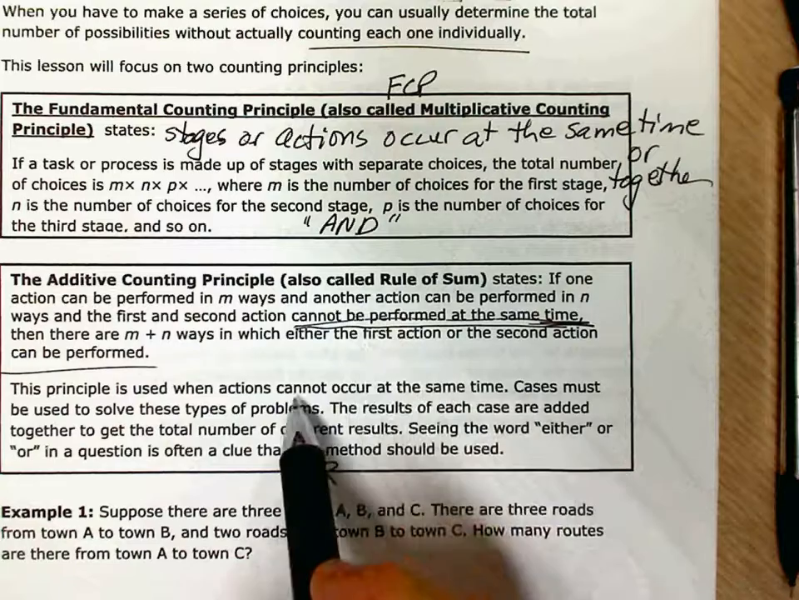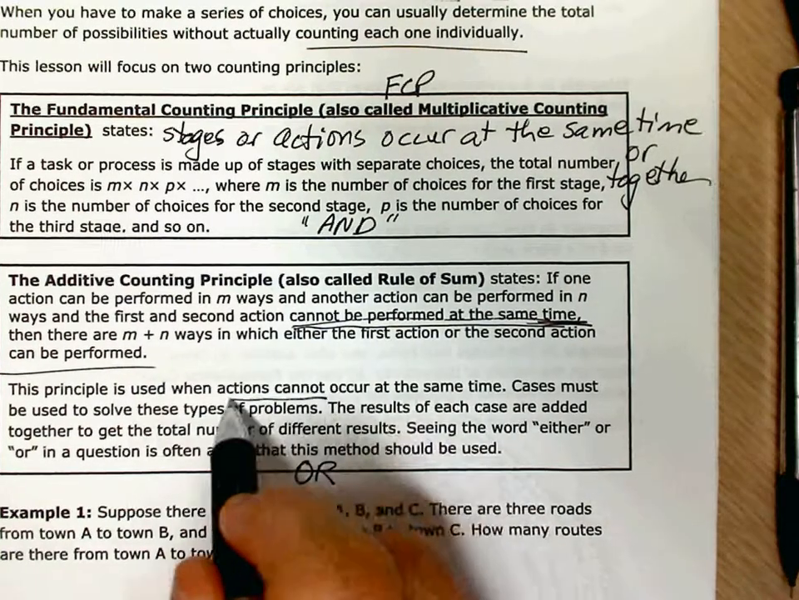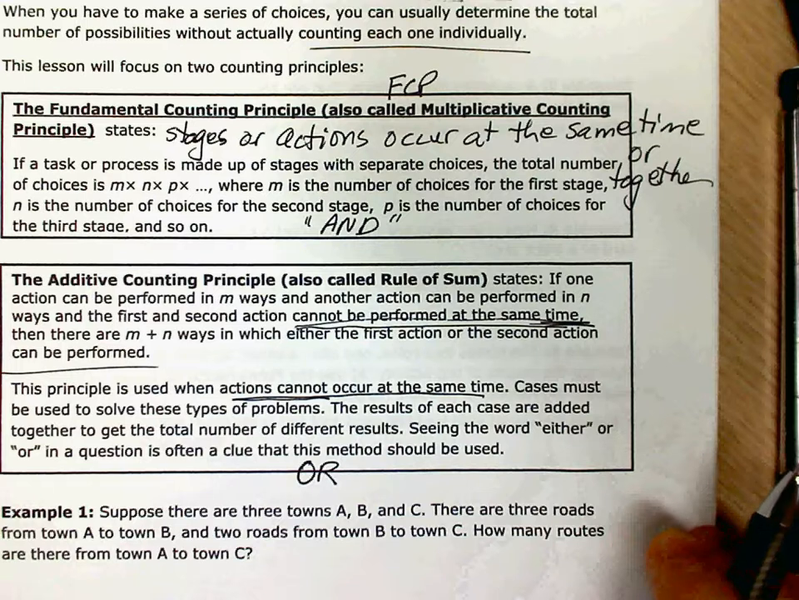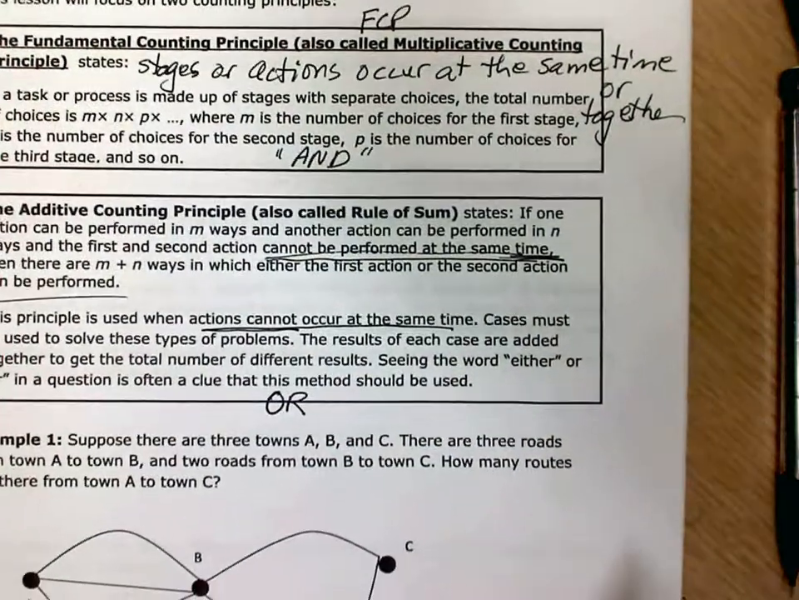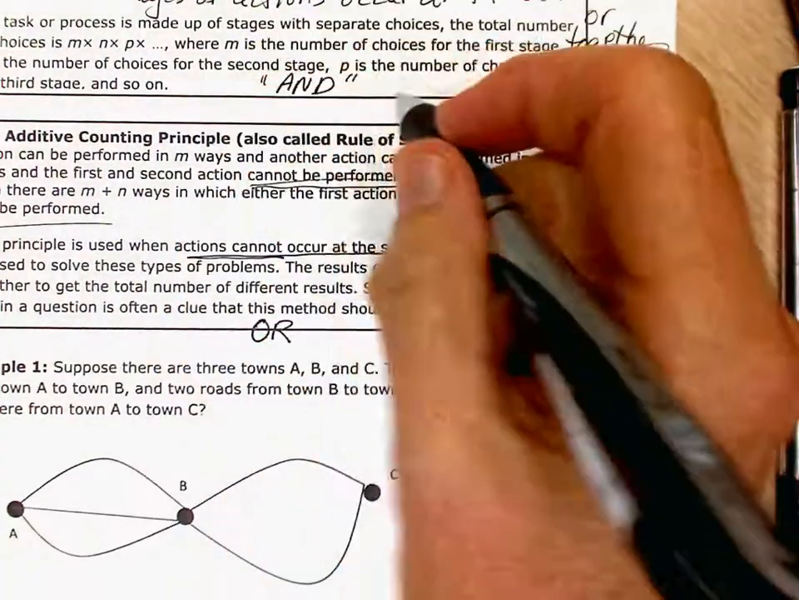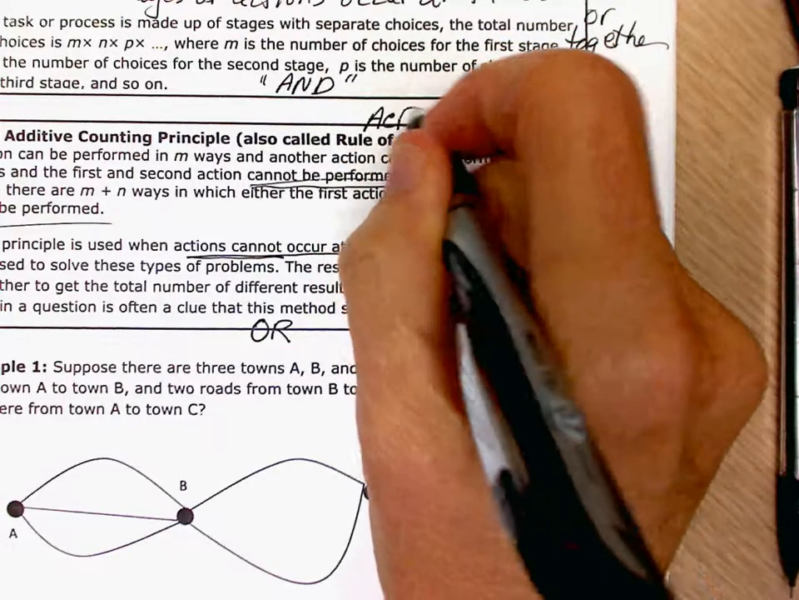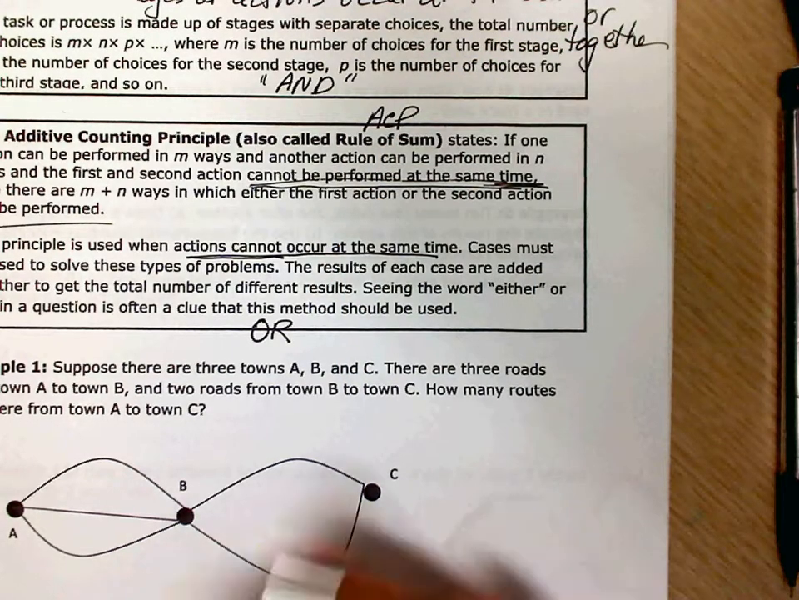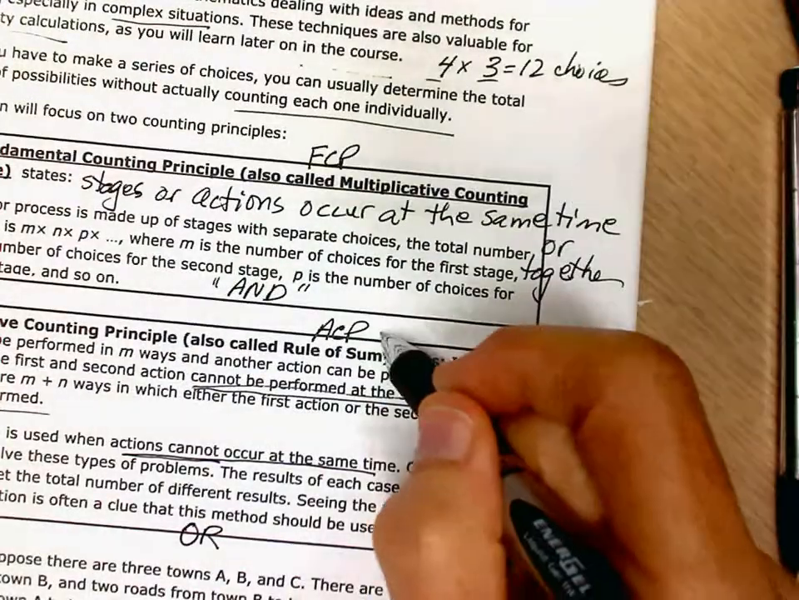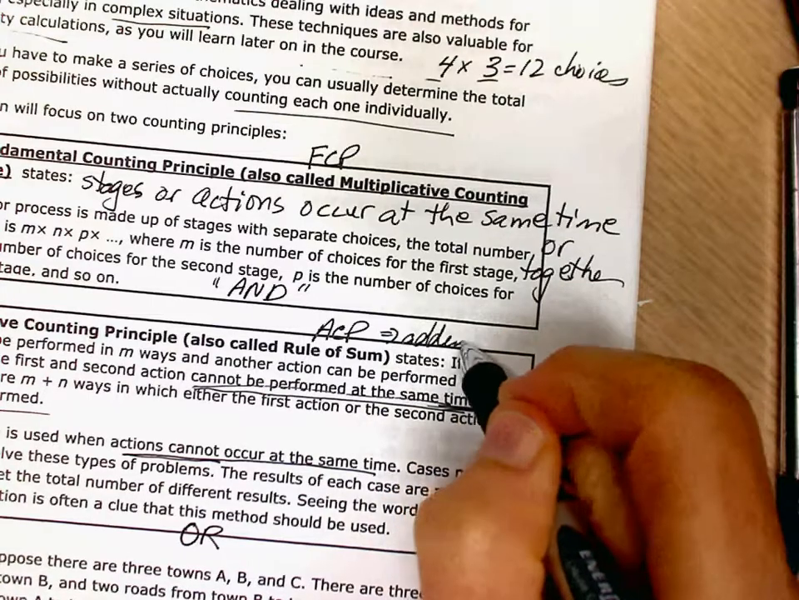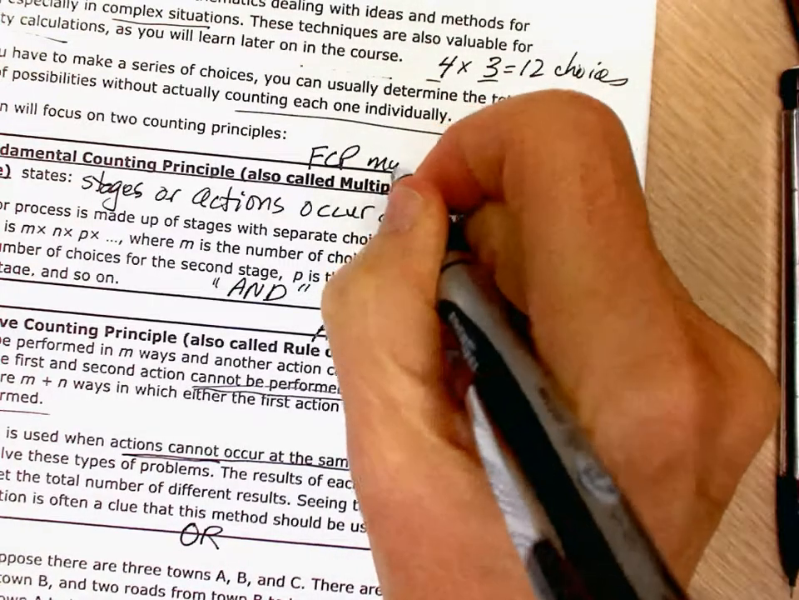Again, this principle is used when actions cannot occur at the same time. It's one or the other, not both. So the results are added together, and I will demonstrate that. For short form, we'll call this the additive counting principle. The additive counting principle involves adding, while the fundamental counting principle involves multiplying.